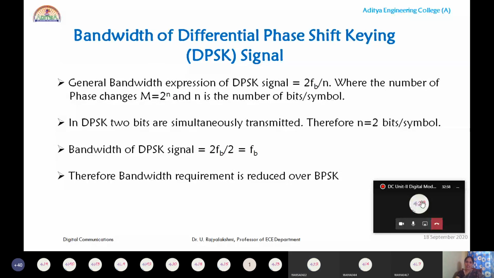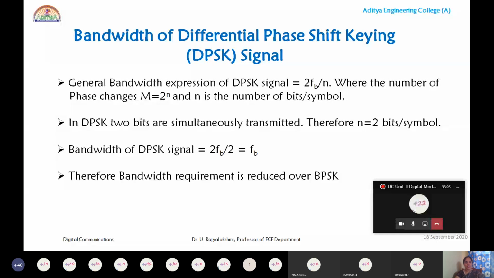And in the case of binary ASK also, we calculated it as 2FB only, because we have a multiplier at the receiver section that will multiply the carrier with the received signal. So at the transmitter also, we will make use of a multiplier. So upon multiplication, our carrier component will be shifted by plus or minus FB. So the upper cutoff will be FC plus FB and the lower will be FC minus FB.